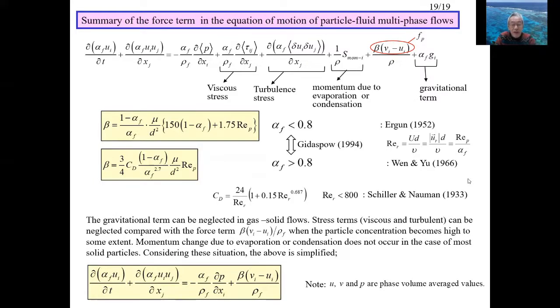There are various terms and expressions on the first line, but some can be ignored depending on the condition. First, the gravitational term can be neglected in gas-solid flows. If the particle concentration becomes high to some extent, stress terms such as viscous stress and turbulent stress can be neglected compared with the force term with beta. Momentum change due to evaporation and condensation does not occur in the case of most solid particles. Considering this situation, the top equation is simplified as shown last.